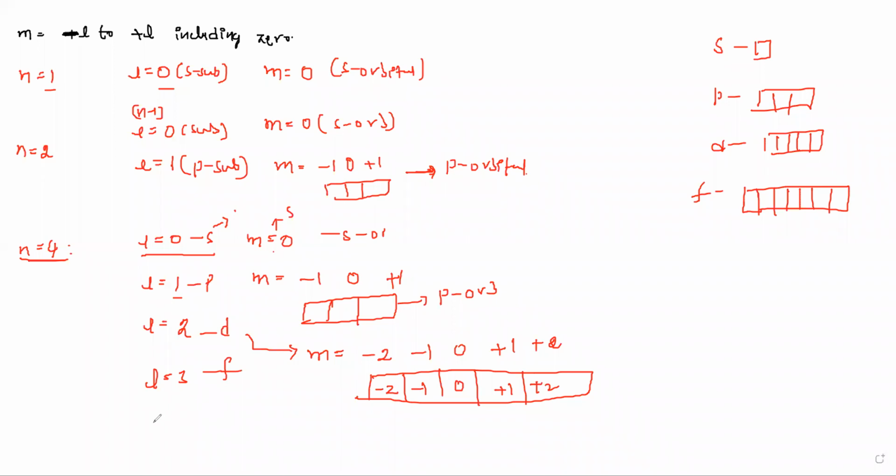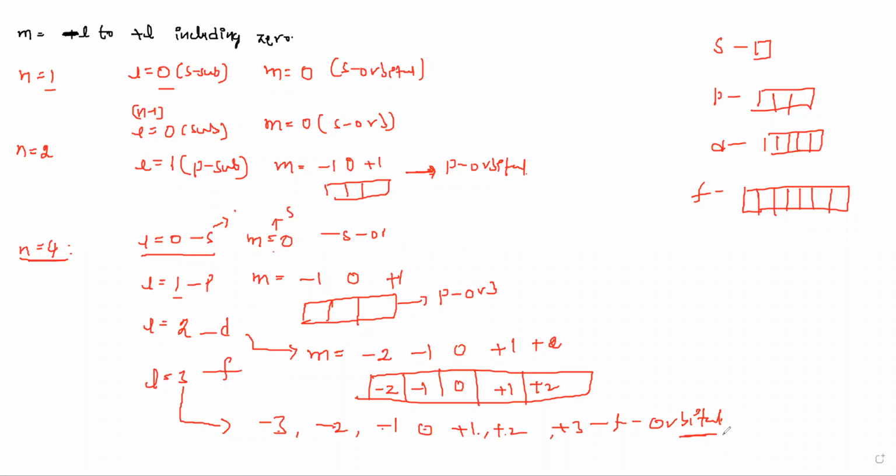Next, if L is equal to 3, what about the magnetic quantum number values? Minus 3, minus 2, minus 1, 0, plus 1, plus 2, and plus 3. That means here 7 orbitals: 1, 2, 3, 4, 5, 6, 7. So this is the F orbital.